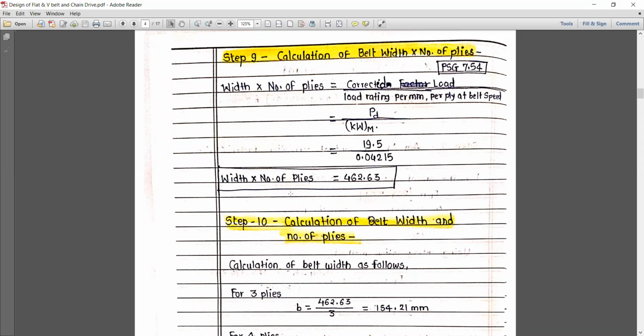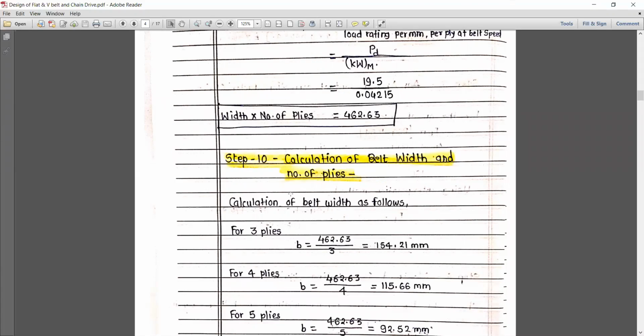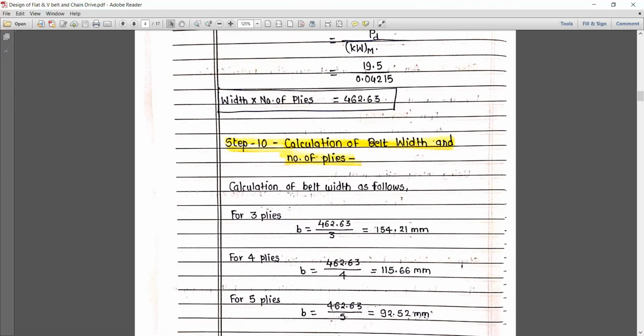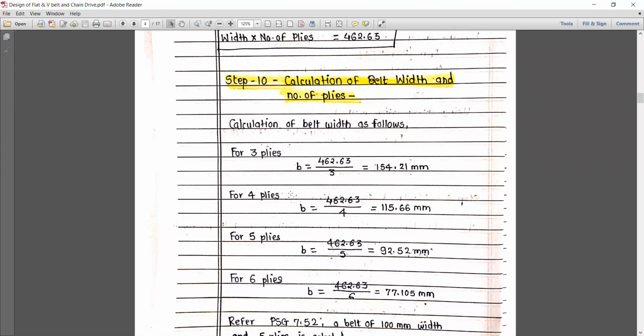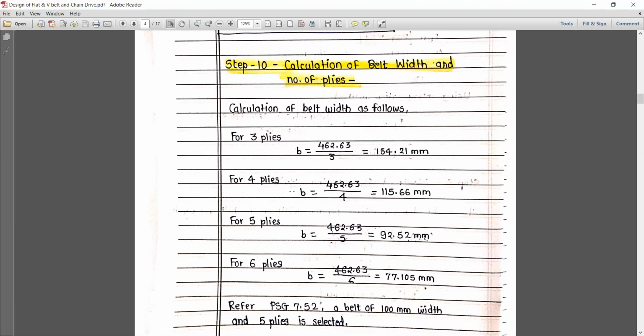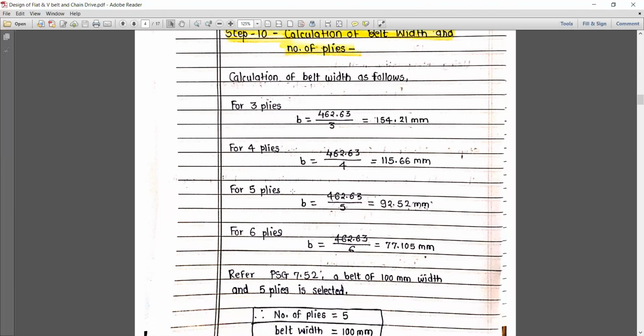So PD divided by kW modified, 19.5 divided by 0.04215. So what we get, the width and number of plies is equal to 462.63. So that constant we get. So the width is equal to 462.63 divided by number of plies. Now we have to select a standard value of number of plies as well as the width. Using this equation we can calculate the belt width.